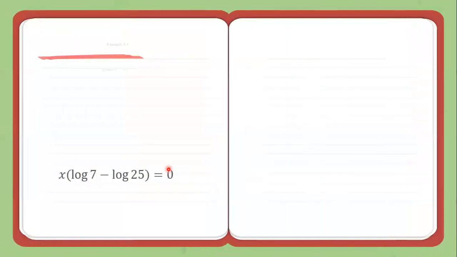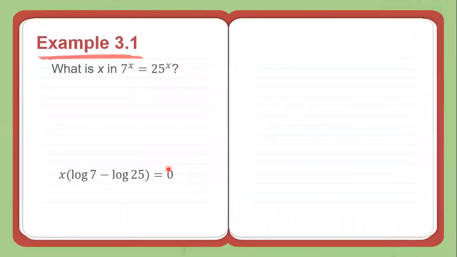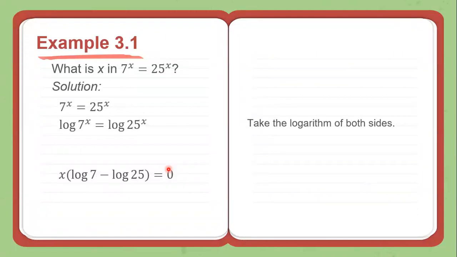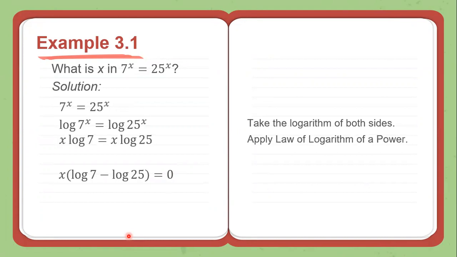For example, what is x in 7 raised to x is equal to 25 raised to x? So again, we have to take the logarithm of both sides. We have the logarithm of 7 raised to x is equal to the logarithm of 25 raised to x. Then applying the law of logarithm of a power, we have x times the logarithm of 7 is equal to x times the logarithm of 25.